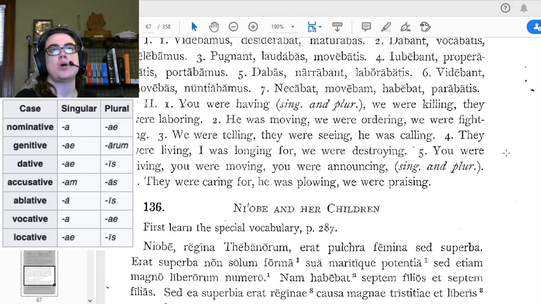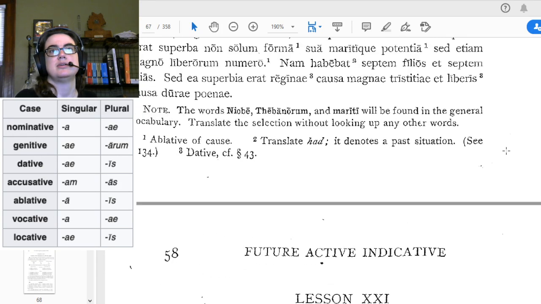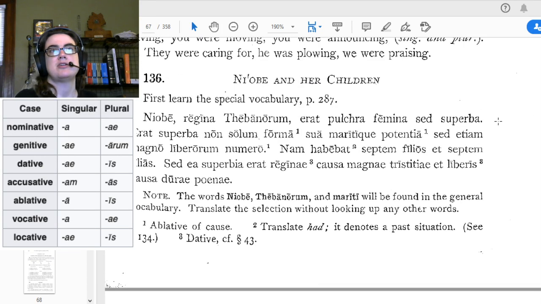All right. Let's read the little story. Apparently, the special vocab for this is on page 287. Hopefully, I'll remember everything. So, I guess I should ask, any questions about the imperfect or the present right now?